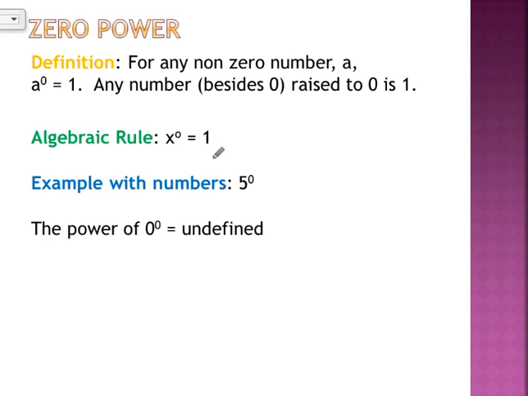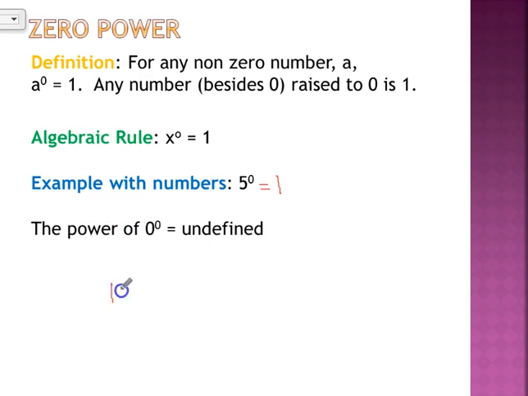You can't take 0 to the 0, so that's why that's not in there. Any number to the 0th power is always going to be 1. 5 to the 0th power is going to be 1. The power of 0 to 0 is undefined. You can't do it. Try plugging it into a calculator and it's going to tell you error.